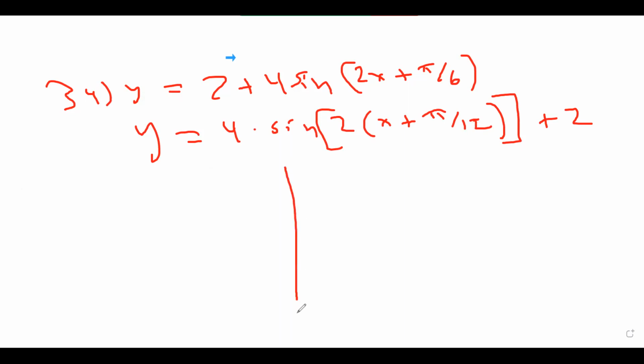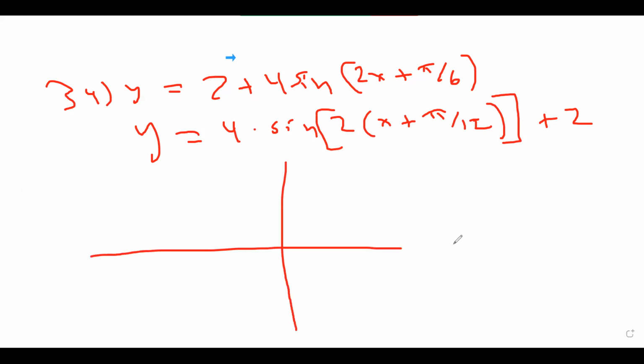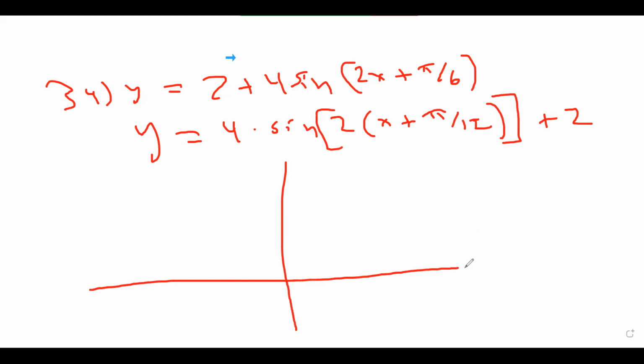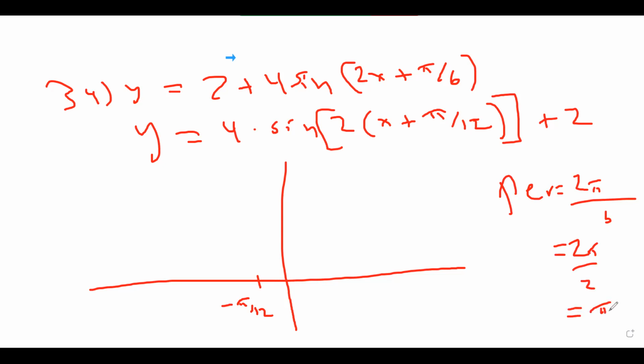Okay. What did I just do? So I'm going to put negative pi over 12 here. And your period's going to be 2 pi over b, or 2 pi over 2, which is 1. Sorry, 1 pi. So what's pi added to negative pi over 12?